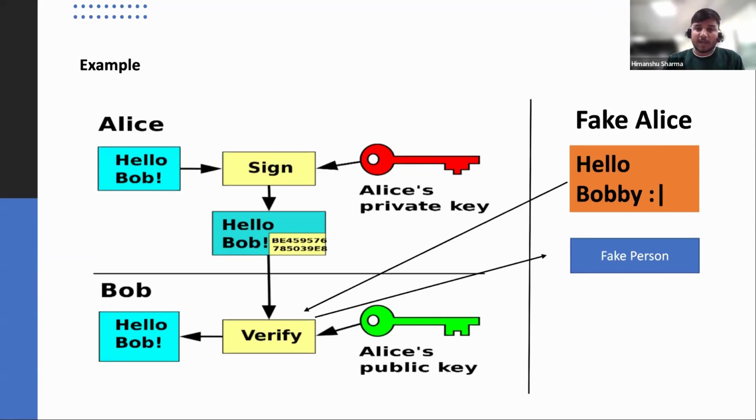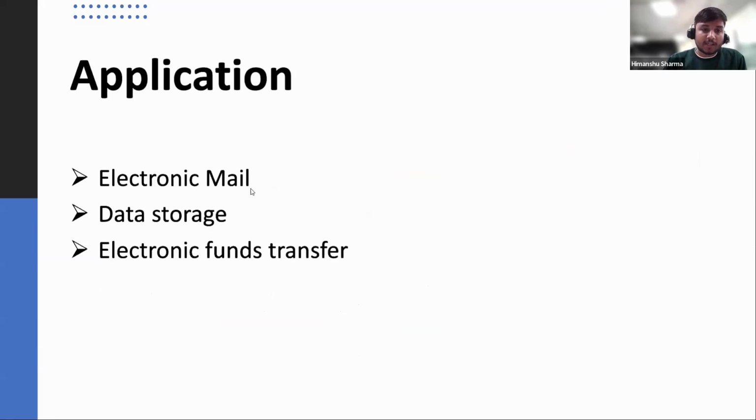Now, some platform applications which provide digital signature systems are electronic mail, data storage, and electronic fund transfer. Let's talk about electronic mail. When we send an email to a mailbox, it is desired that the owner of the mailbox should get the email in its original form.